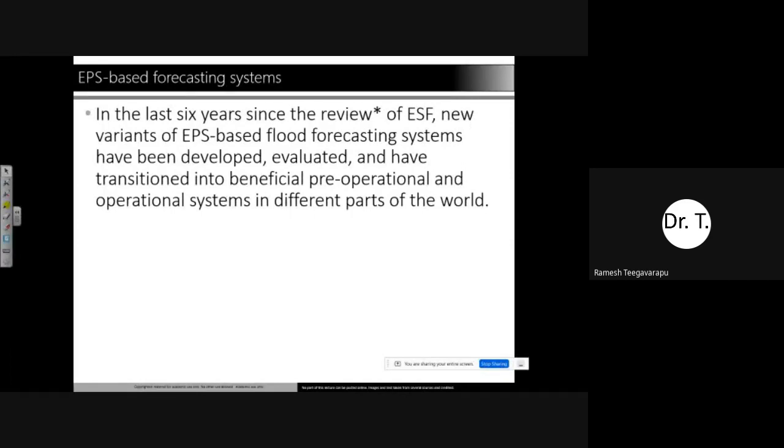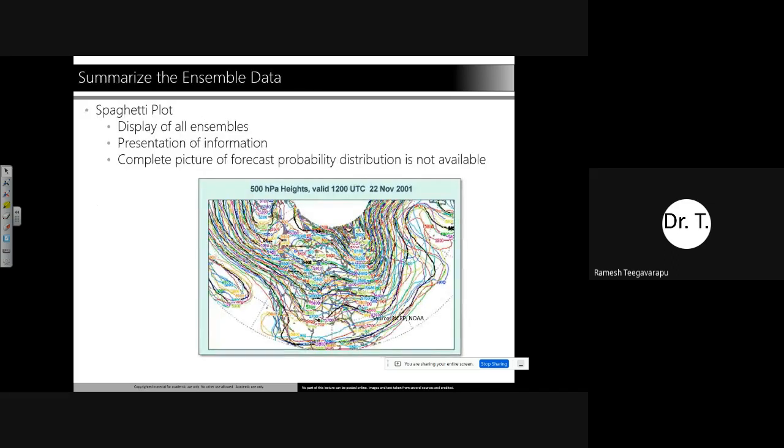So if you see, there has been an explosion of ensemble forecasting systems. In the last 6 years, new variants of EPS-based forecasting systems have been developed, evaluated, and have transitioned into beneficial pre-operational and operational systems in different parts of the world. So that means not only in theory were they developed, they were also developed in a pre-operational stage, and then also in the operational stage in many parts of the world.